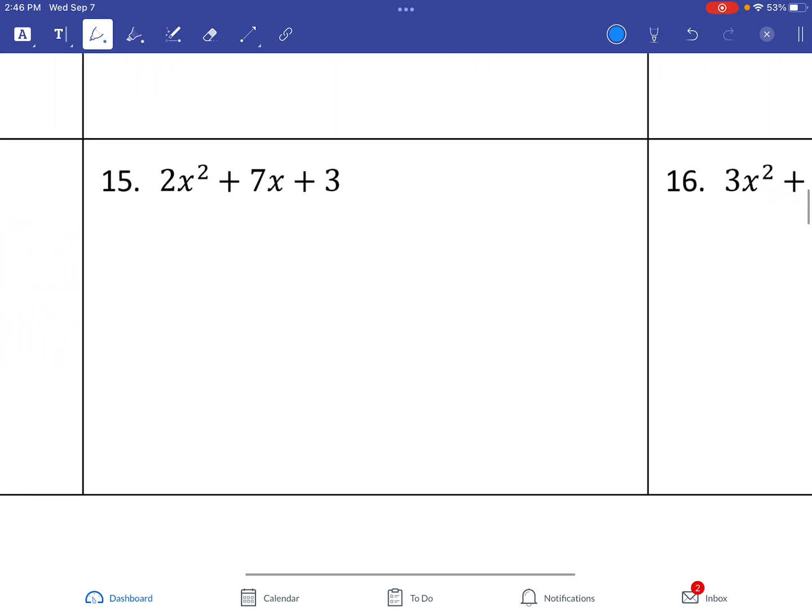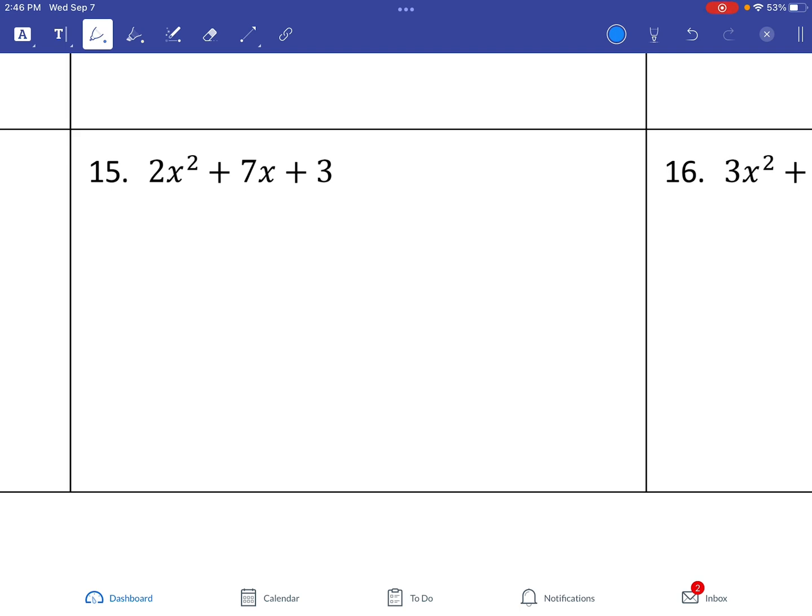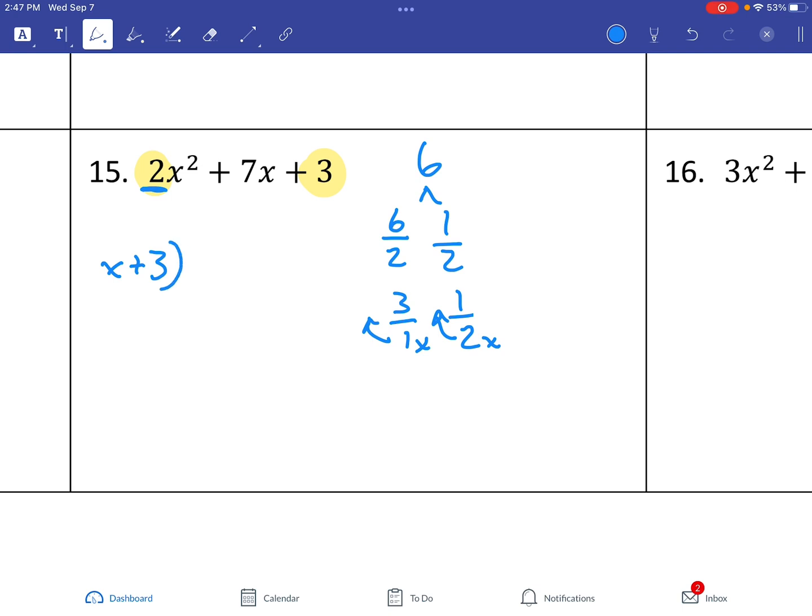Number 15. Here's an advanced factoring problem. So I'm going to multiply 2 times 3 to get 6. Two numbers that multiply to be 6 but add up to be 7 will be 6 and 1. I'm going to use the denominator of my first term of 2 and then reduce my fractions. So 6 over 2 is 3 over 1. And 1/2 cannot be reduced. X's go on the bottom, and I bring those to the top. So we have x plus 3 and 2x plus 1.